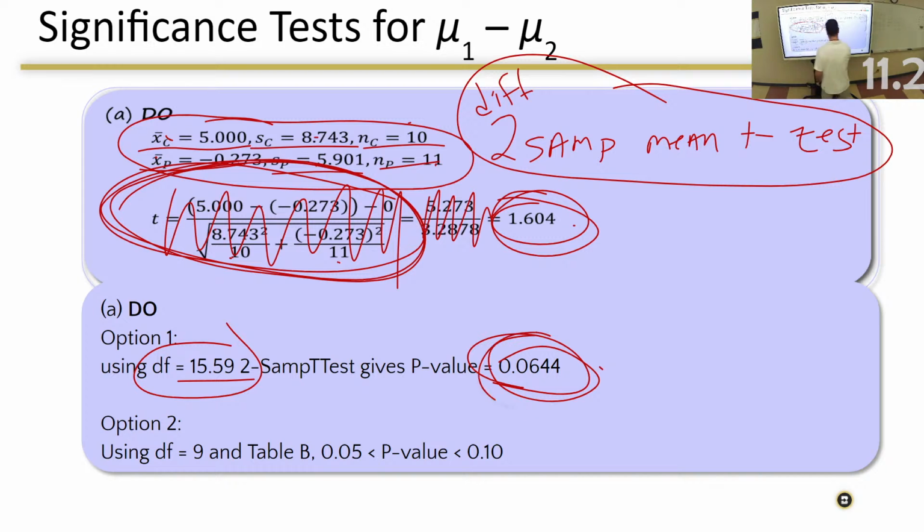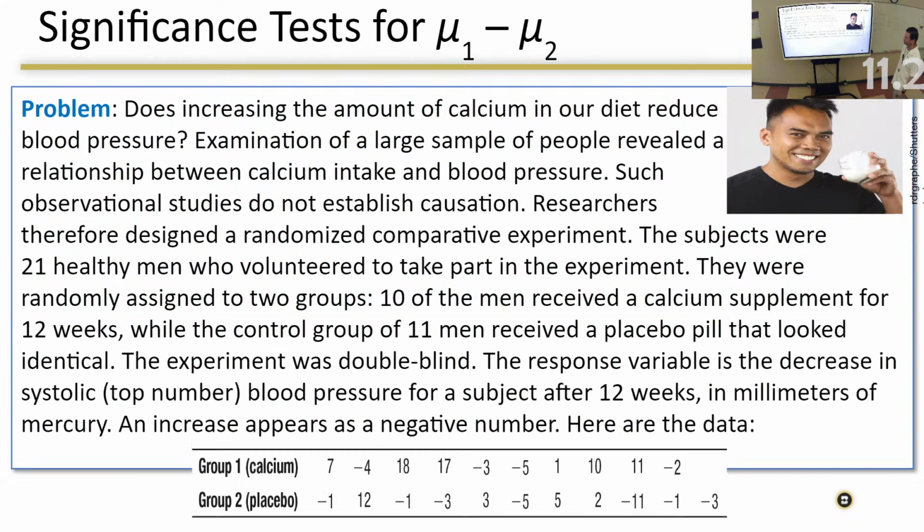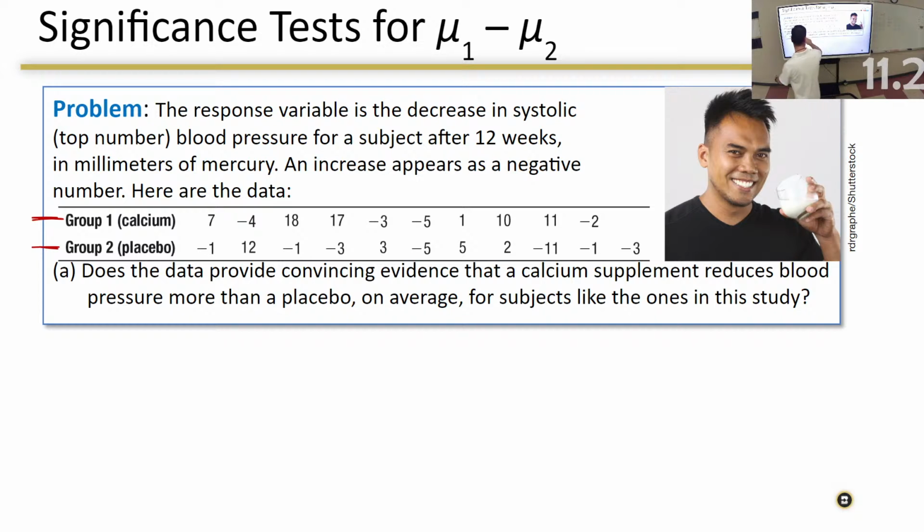P is greater than 0.05. Got to fail to reject. Fail to reject. There is not enough evidence to suggest that a calcium supplement reduces blood pressure more than a placebo on average for subjects like the ones in this study. I mean, guys, they're going to tell you what to put. Just put it. Oh, I'm not too sure. Nah. Answer the question. Answer their question.